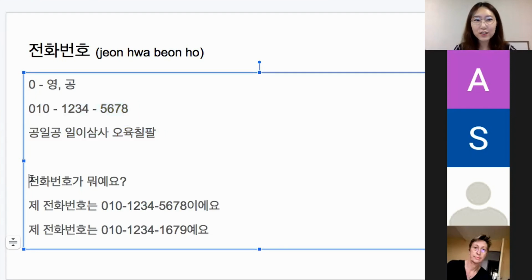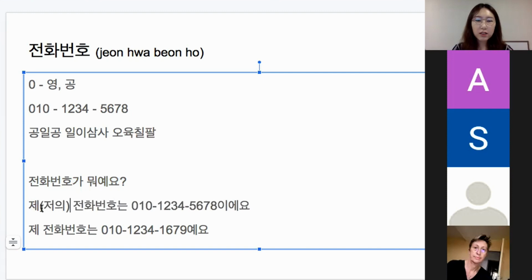So we can ask, what's your phone number? 뭐예요? 뭐 is what. So what is it? 뭐예요? Your phone number, 전화번호. So what's your phone number? This is the formal way. There are two or three different ways of speaking Korean. This one is the formal way, or if you speak to somebody older than you, or you meet the person for the first time. So 전화번호가 뭐예요? 전화번호가 뭐예요?